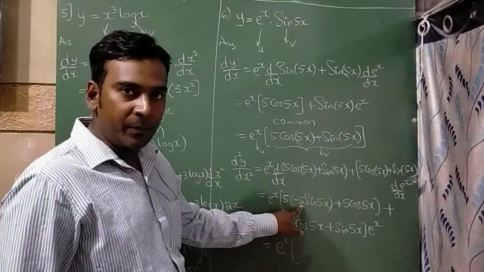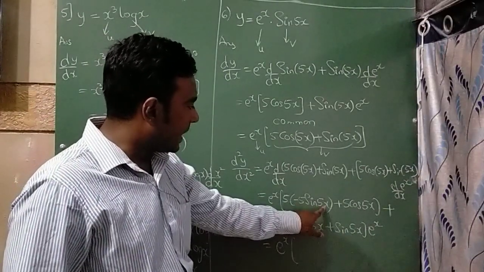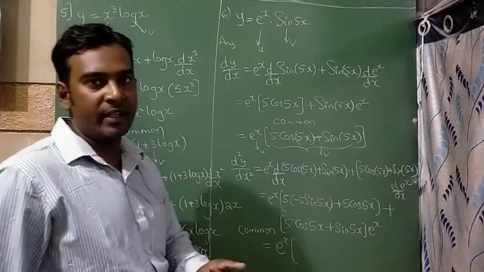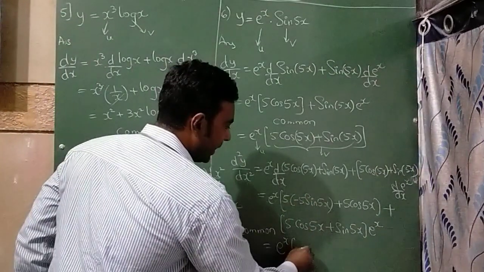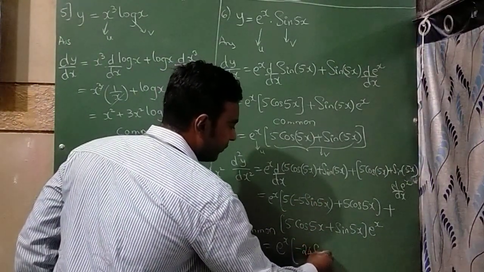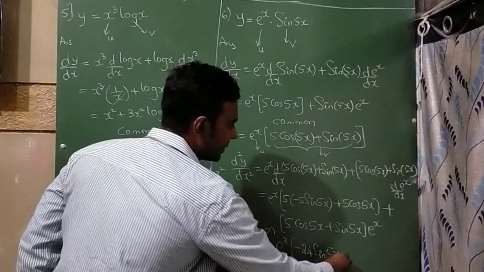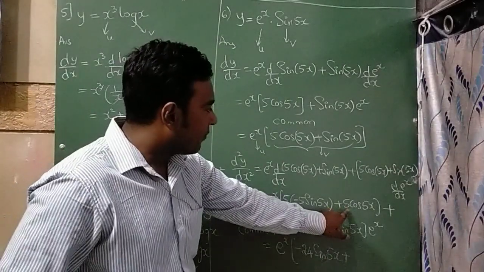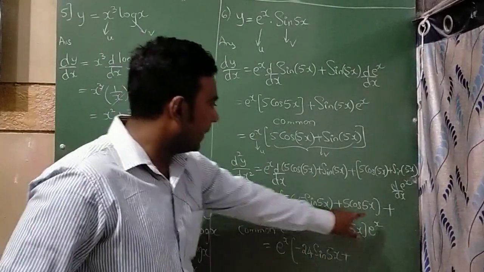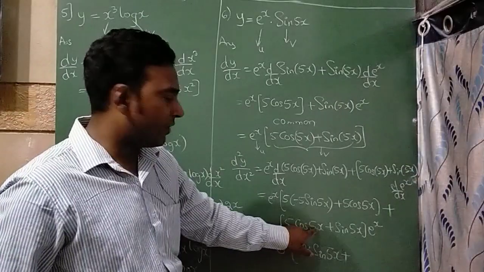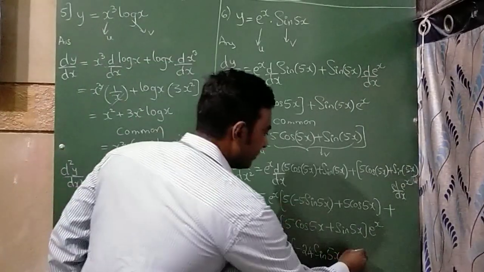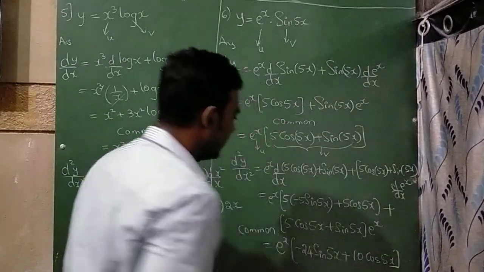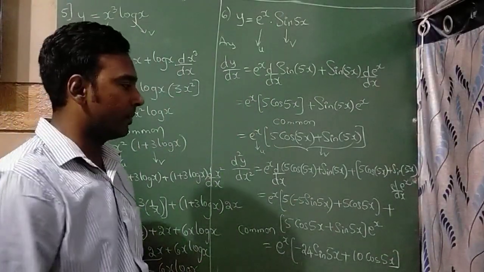5 5s are 25. Minus 25 sin 5x and plus sin 5x. So 25 minus 1 is 24. So since it is a bigger number, I'll write minus 24 sin 5x. Okay, plus 5 cos 5x and plus 5 cos 5x. 5 plus 5 will become 10 cos 5x. So this completes your sixth sum.